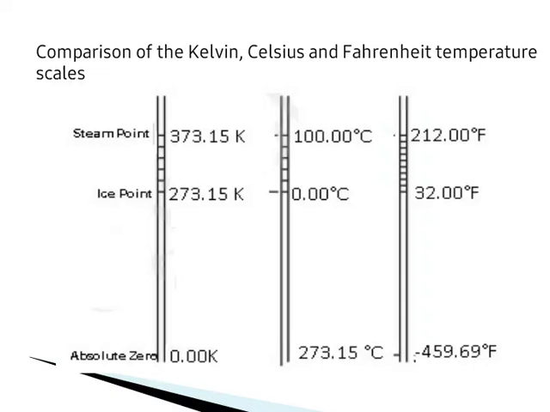This slide shows comparison of Kelvin, Celsius and Fahrenheit temperature scales. You have to notice the two marked points. They are steam point and ice point. Steam point is the upper fixed point and ice point is the lower fixed point. And also you should see the absolute zero in each scale of temperature.